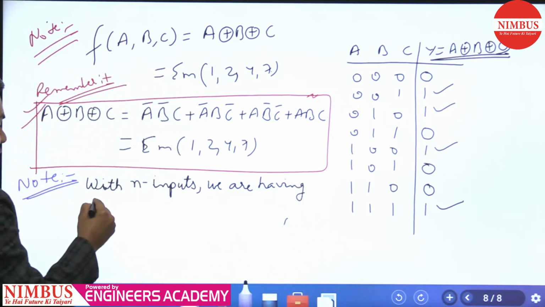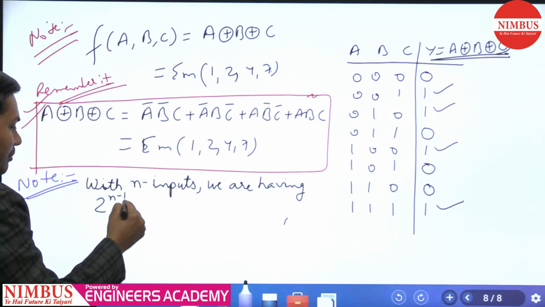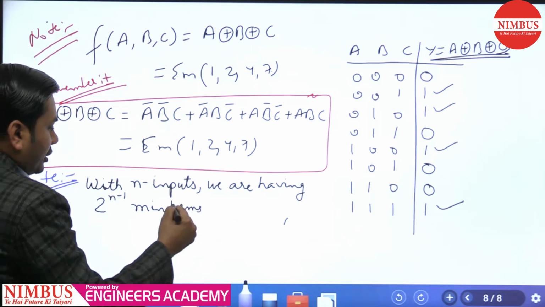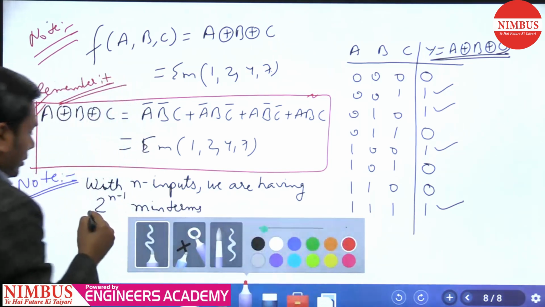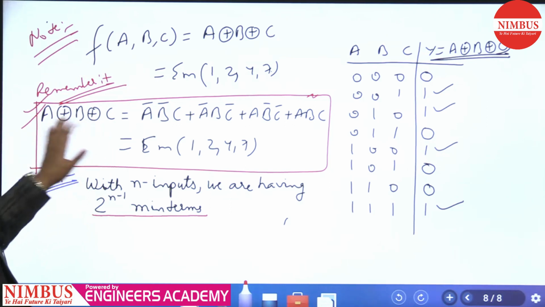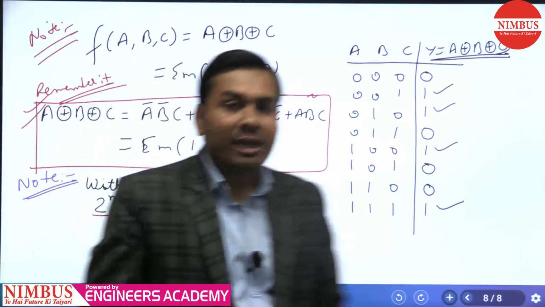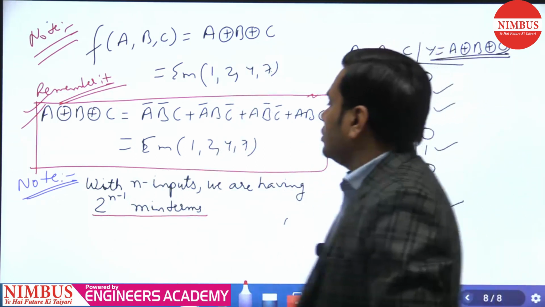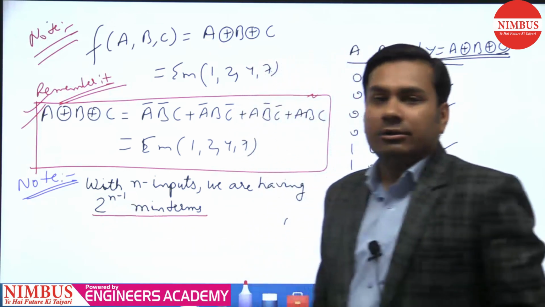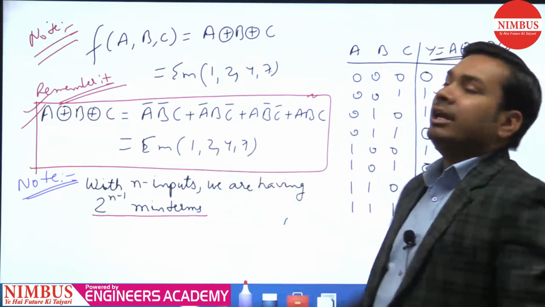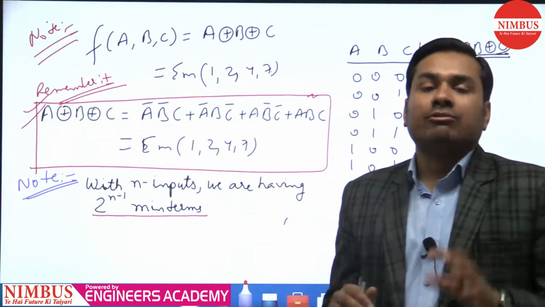With n inputs we have 2 raised to the power n minus 1 min terms. That means if we are talking about A XOR B XOR C, we have 3 inputs. So 2 raised to 3 minus 1, that is 2 raised to 2, that is 4. That means we have 4 min terms.